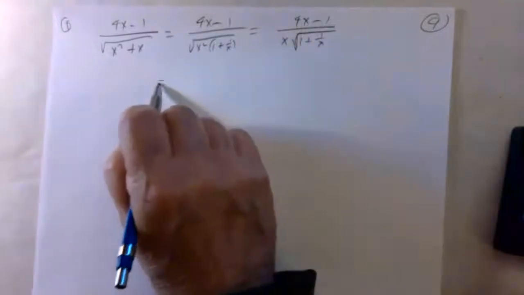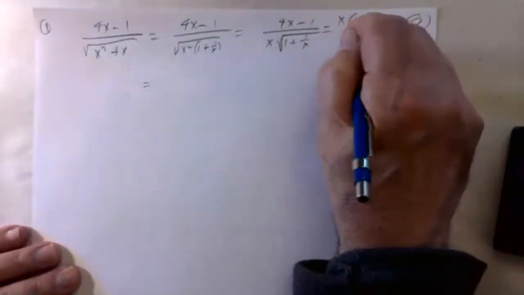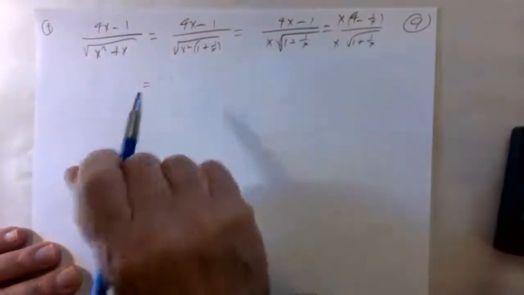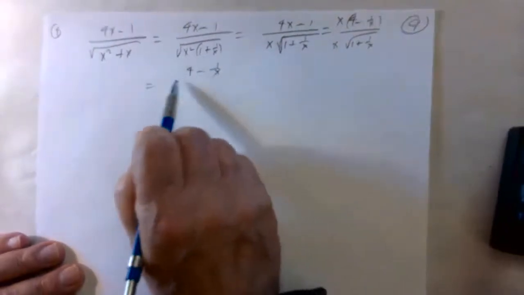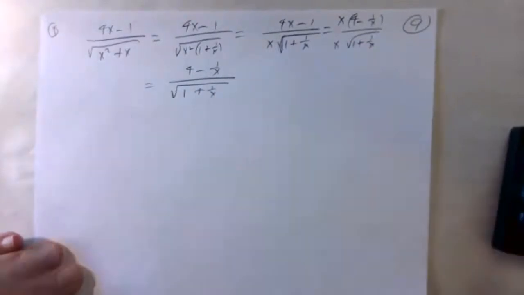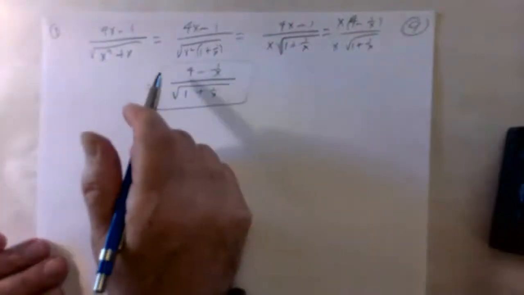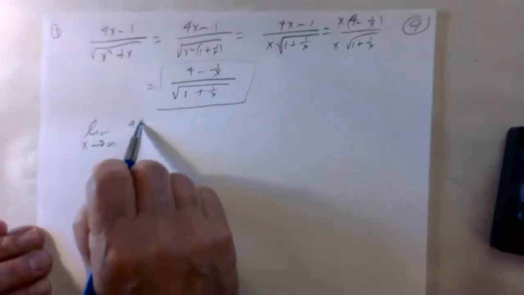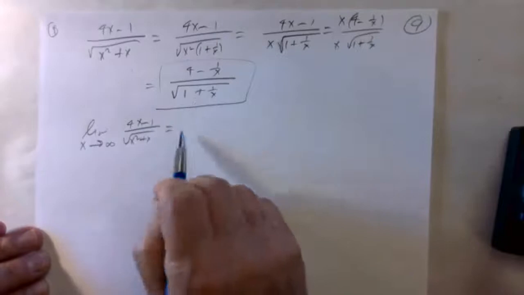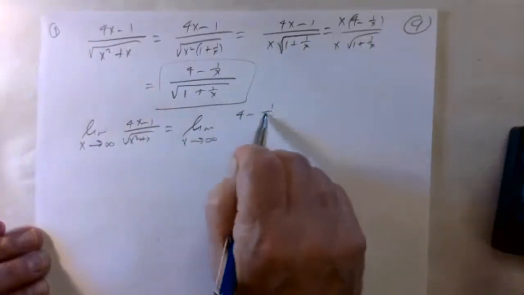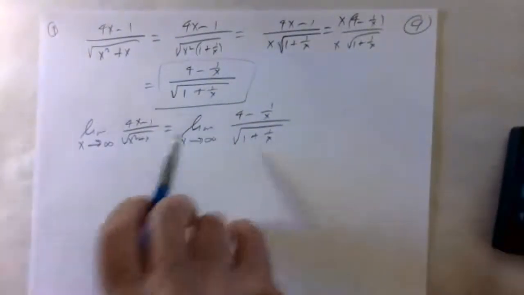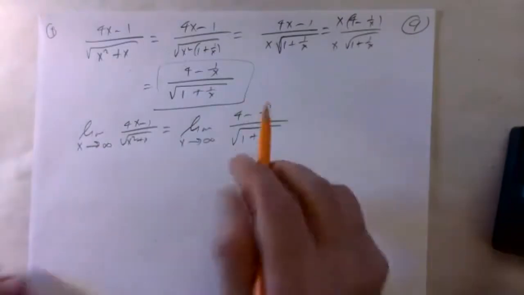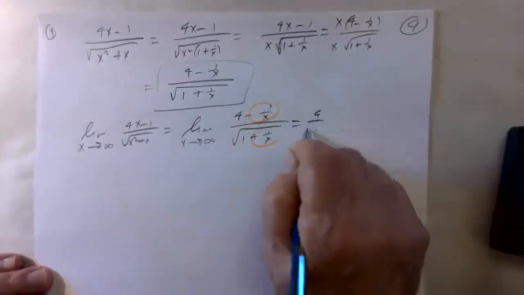In fact, if I factored an x out of the numerator also, this will be x times 4 minus 1 over x times the square root of 1 plus 1 over x. And the x's cancel. So I can rewrite this as 4 minus 1 over x over the square root of 1 plus 1 over x. And if I write it like that, it's easy to see what the limit is. The limit as x goes to infinity of 4x minus 1 over the square root of x squared plus x is the same as the limit as x goes to infinity of 4 minus 1 over x over the square root of 1 plus 1 over x. As x goes to infinity, these terms go to 0. So the limit is 4 over the square root of 1, or 4.